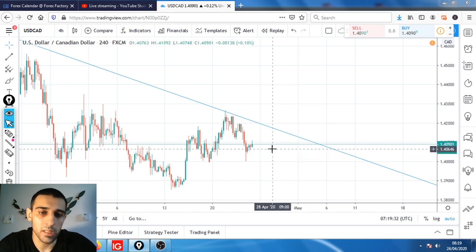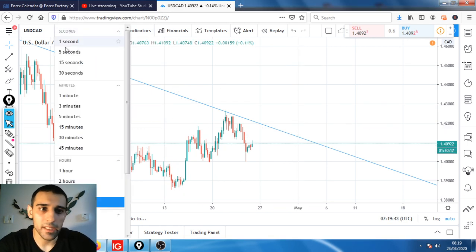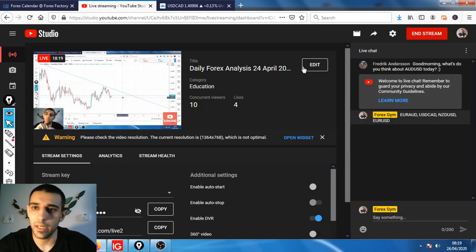Our stop loss is about 20 or 25 pips, and that doesn't meet our requirements for the minimum 1 to 3 risk reward. I'm going to wait until we get to euro dollar, because that's the currency I'm going to refer to later. So that will be it for the USDCAD.